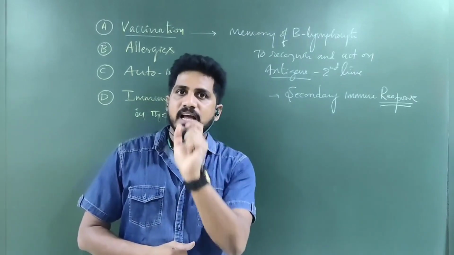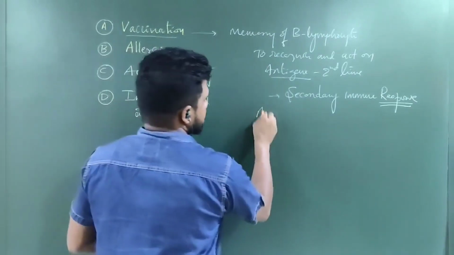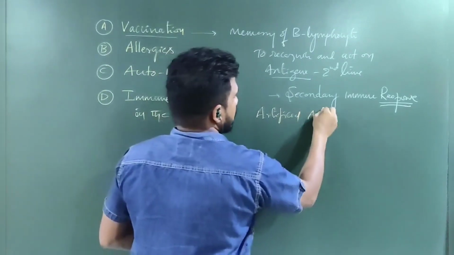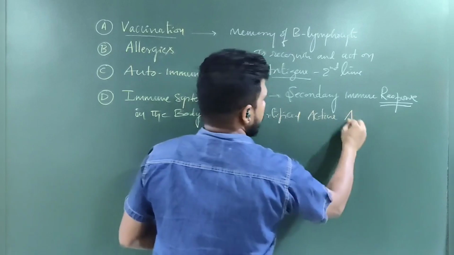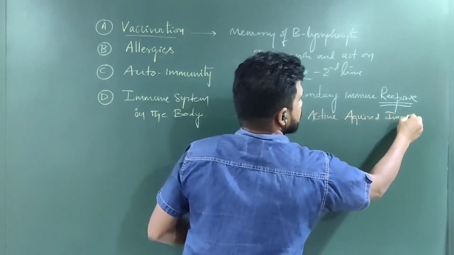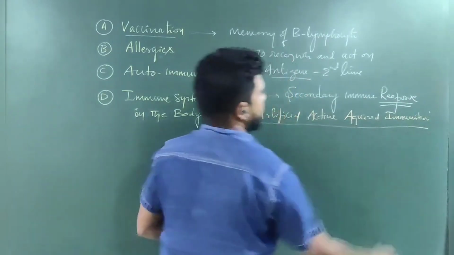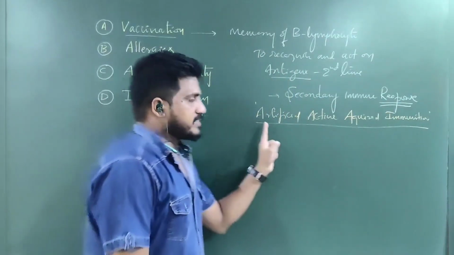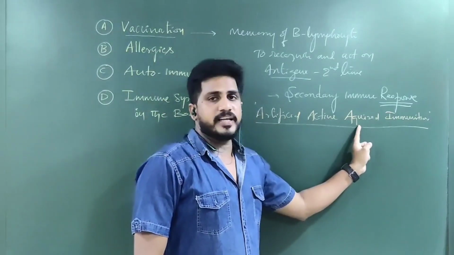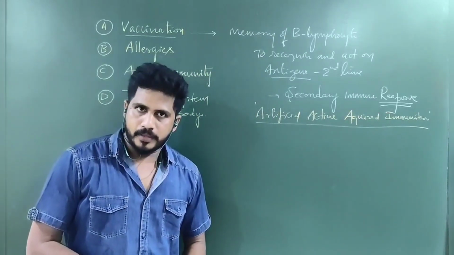Exactly, vaccine is active artificial immunization. It is artificial active acquired immunization. This is another way of defining the vaccination. What is vaccination? Vaccination is artificial, vaccination is active, and vaccination is acquired, and that provides immunity to our body.